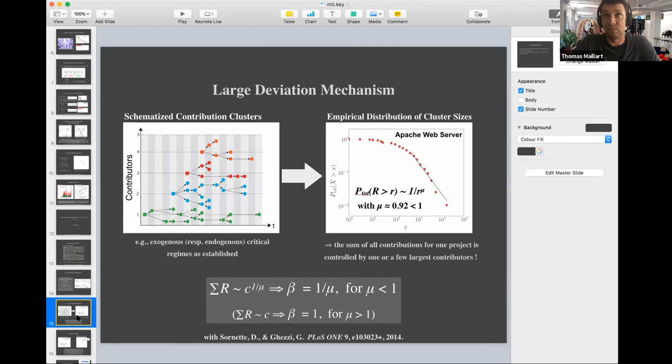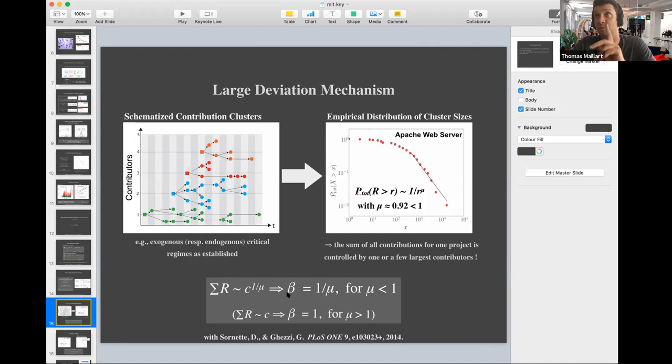So that's the idea, and we try to link that with the distribution, the beta that you see there. What we found is that for mu smaller than one, it's a bit complicated to explain, but you get a renormalization, and there's a relationship between activity and contributions, and the final sum of contributions by people in the end. This relationship is of the form beta equals one over mu. That's a renormalization thing.